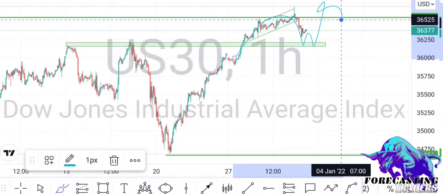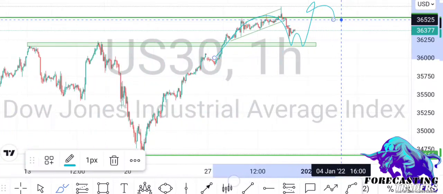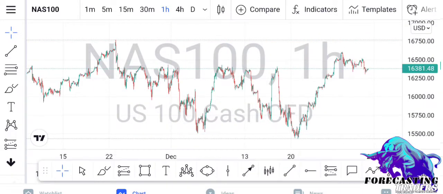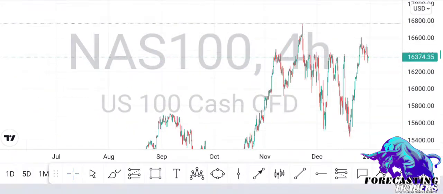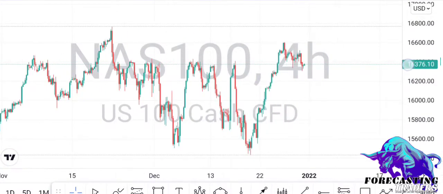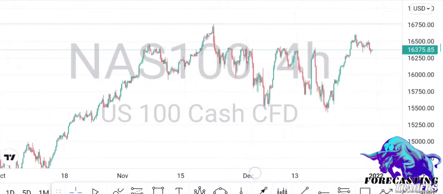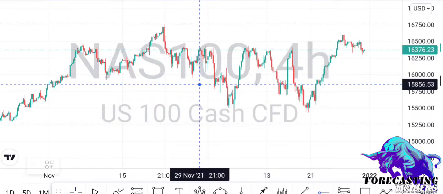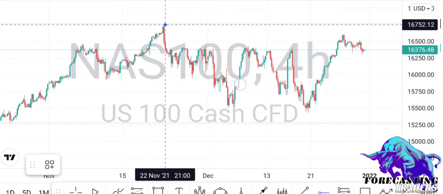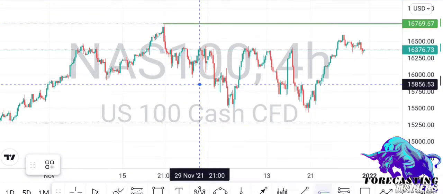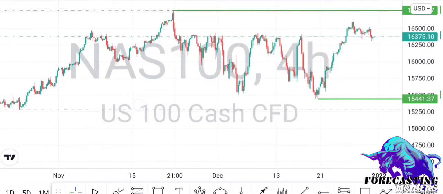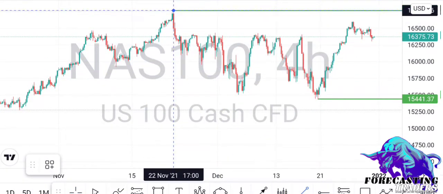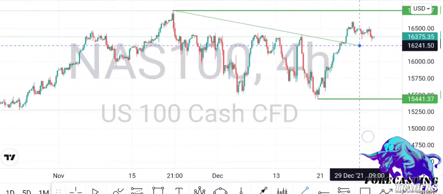So let's go to Nasdaq. The same thing has to happen on Nasdaq. We have to go to the 4 hour time frame, and what we have to do on the 4 hour time frame is to mark our highest highs. Let's mark this as our highest highs, and then let's mark this as our lower low. This is our lower low.